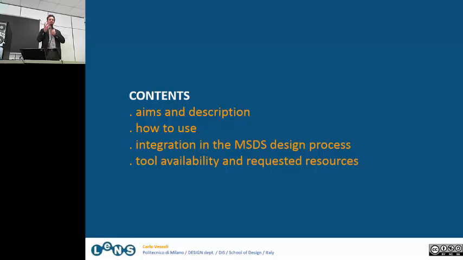Okay, in scenario theory or discipline, there are different types of scenarios. The scenarios that we develop are those that orient the designer in designing something that is sustainable. So it should be an inspiring tool about designing something. Nevertheless, I will describe this tool in terms of aims and then how to use it, the integration in the MSDS design process, where we can find it, and what the requested resources are.